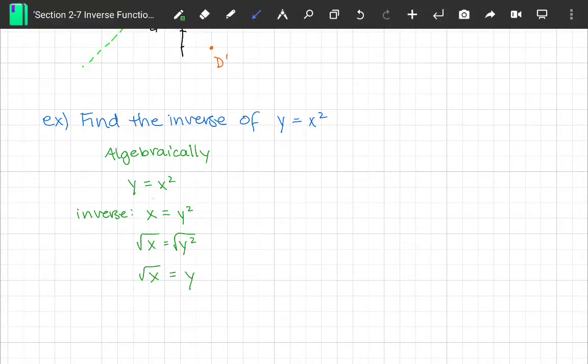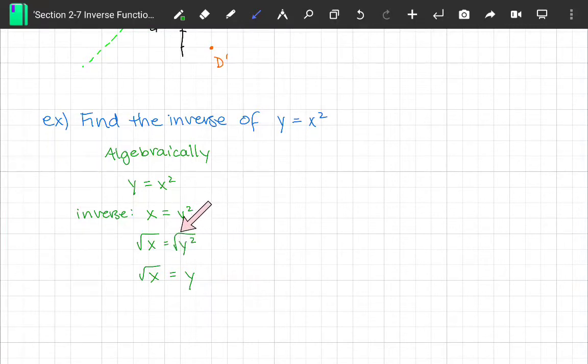So I switched x and y. That's my first step. Then I took the square root of both sides to get the y by itself. And of course, the square root of x is the square root of x, and the square root of y squared is y. Or is it? Think about that. Is that right? And hopefully you're remembering that that is not right.